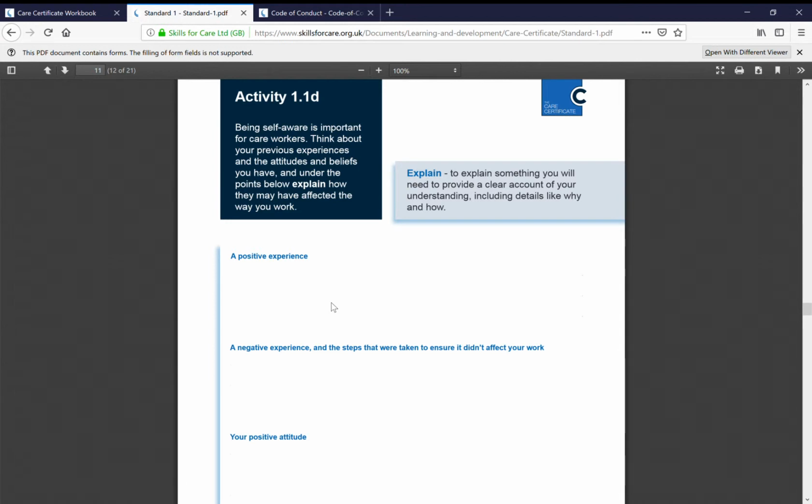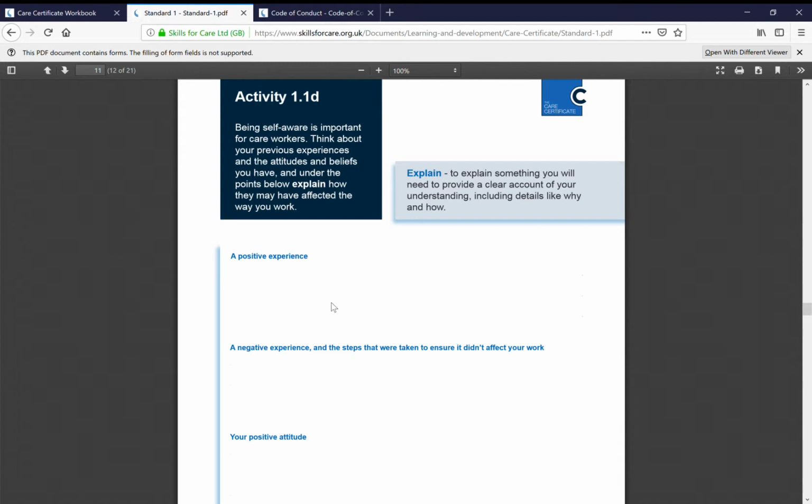Think about previous experience, attitudes and beliefs that you have, and under the points below explain how they might have affected the way you work. So it's really, really important. We spend so much time looking after other people that we do need to look after ourselves. So how might a positive experience affect you in the workplace?